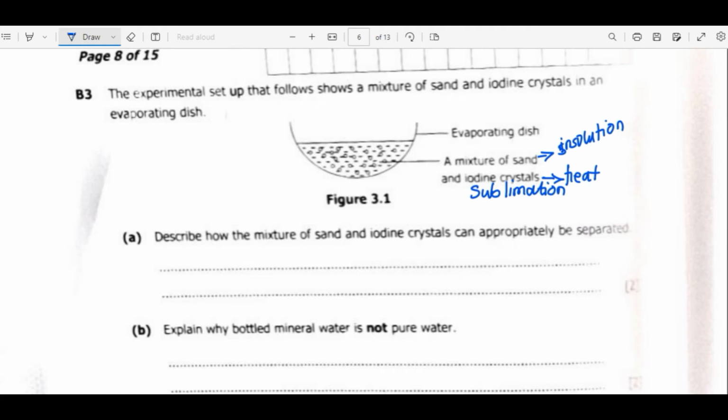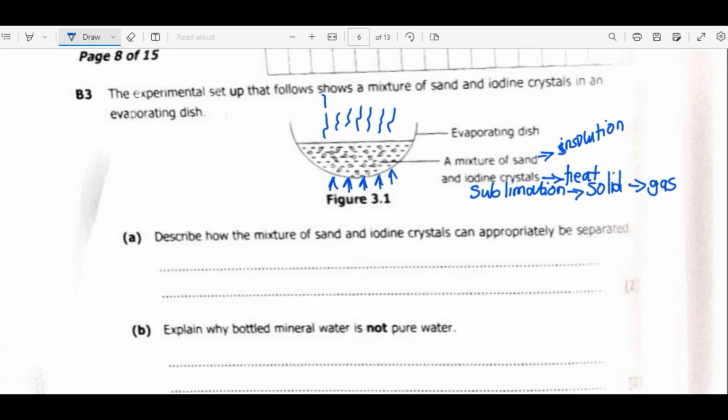So if iodine can undergo sublimation, what are we supposed to do? We need to heat the mixture. After the mixture is heated, the iodine will sublimate. What is sublimation? Sublimation is just the change from a solid to a gas. So what happens if we start heating the mixture? The iodine crystals, which are in solid state, will change into a gas, and from there the iodine in gaseous state will escape the mixture, leaving the sand in the evaporating dish.